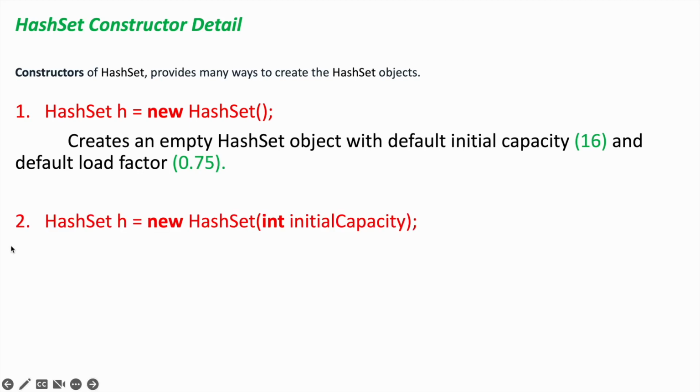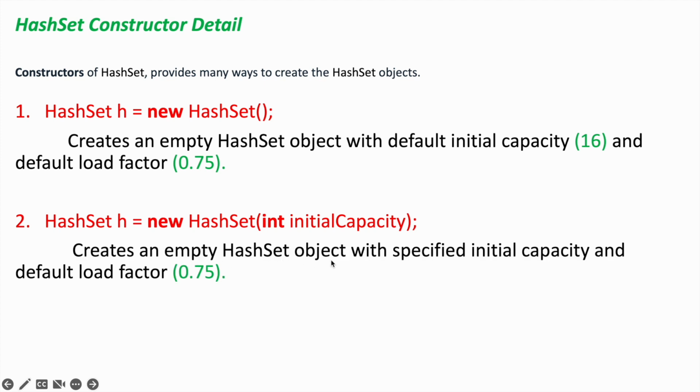The next constructor is HashSet h = new HashSet(int initialCapacity). By using this constructor, we can create an empty HashSet object with the specified initial capacity, and here also the default load factor will be 0.75. If we know how many elements or how much capacity is needed, then whenever we are creating a HashSet object, at that time itself we can provide that initial capacity. Once it reaches 75%, then the new object will be created.